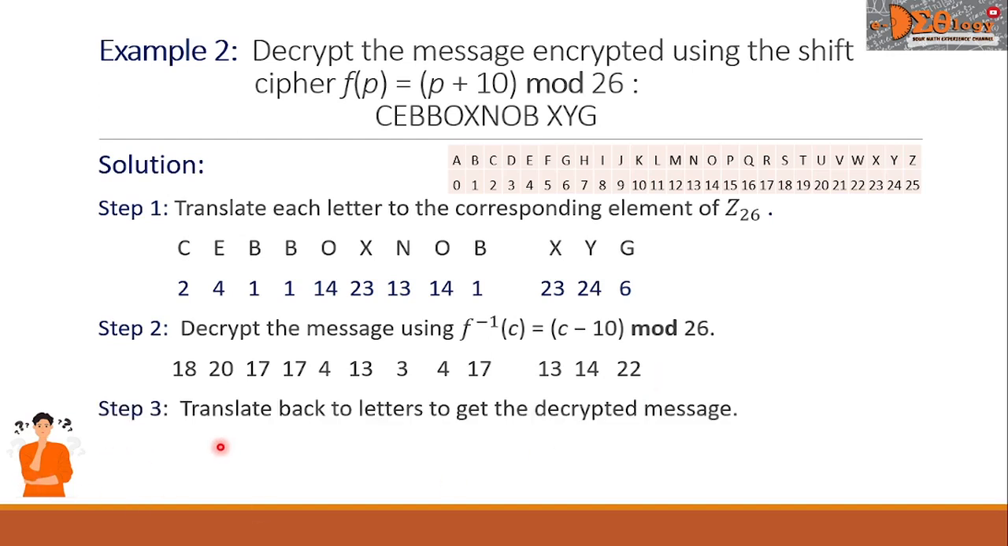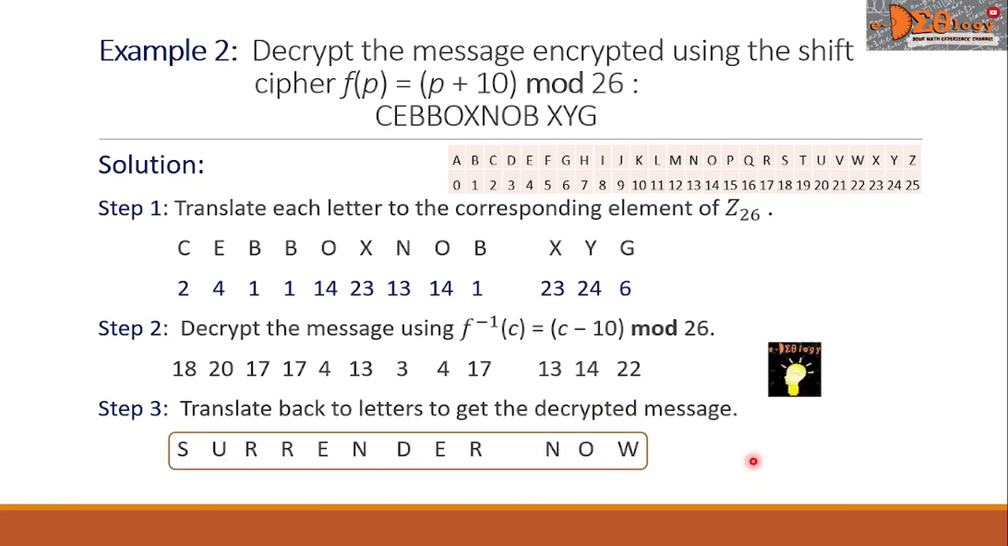Then step 3, we translate back to letters to get the decrypted message. We will use the same alphanumeric table here. So 18 is S, 20 is U, 17 is R, 17 R, 4 is E, 13 is N, 3 is D, 4 is E, 17 is R, then space, 13 is N, 14 is O, 22 is W. So the message is "surrender now." This is the final answer.